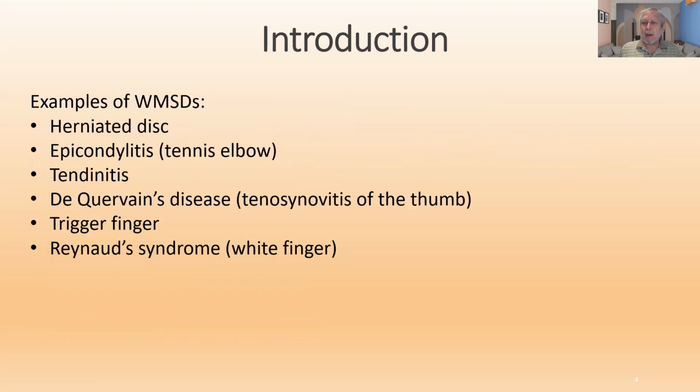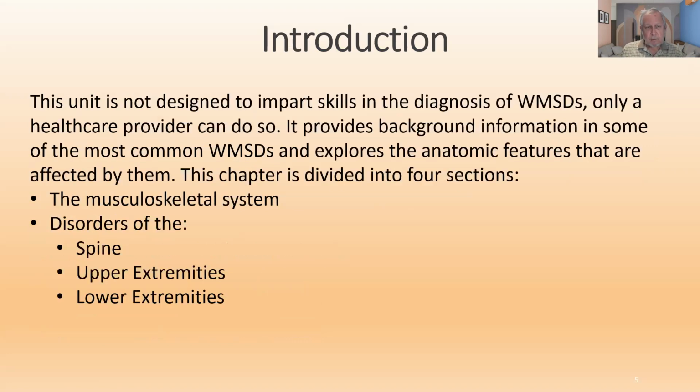Examples of work-related musculoskeletal disorders are herniated disc, epicondylitis, which is also called tennis elbow. Even if you don't play tennis, you can still get it. Tendinitis. Notice tendinitis is also spelled tendonitis. Either way is acceptable. Also De Quervain syndrome, tenosynovitis of the thumb, trigger finger, and Raynaud syndrome, also called white finger.